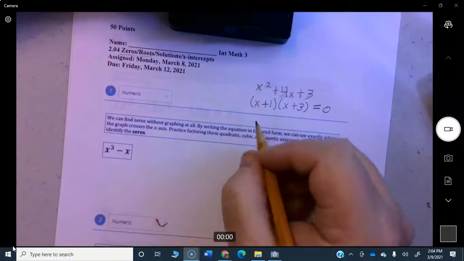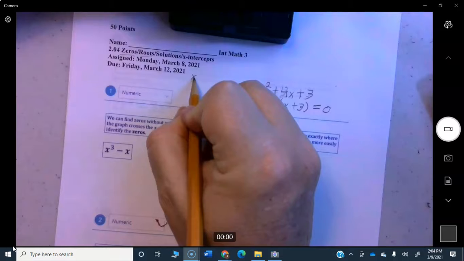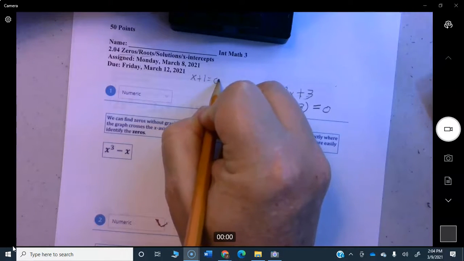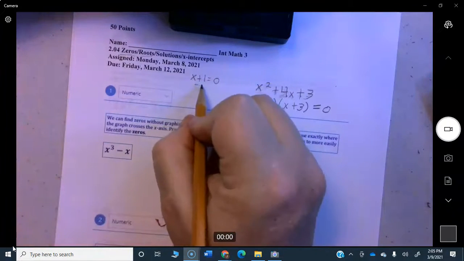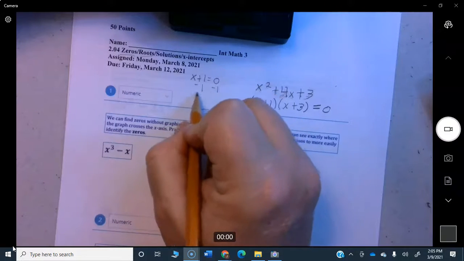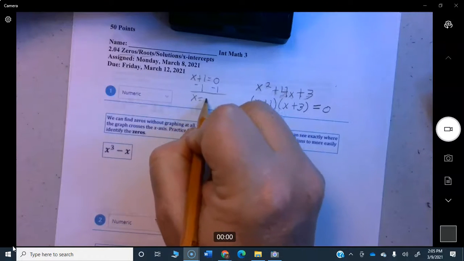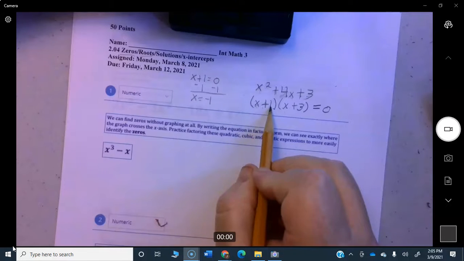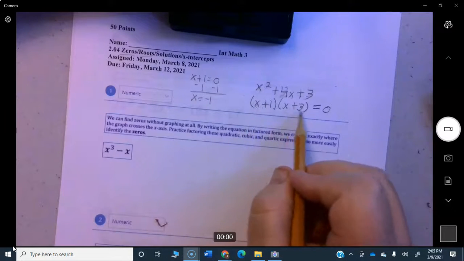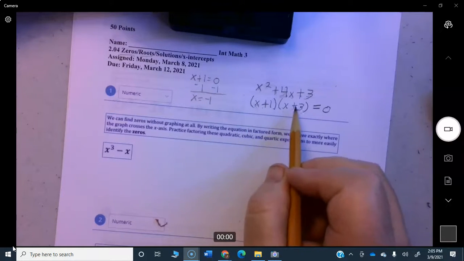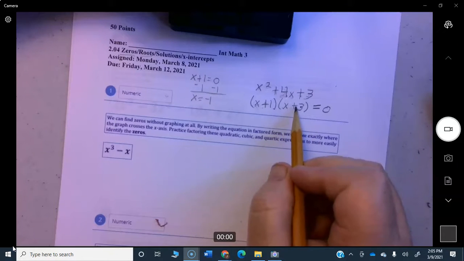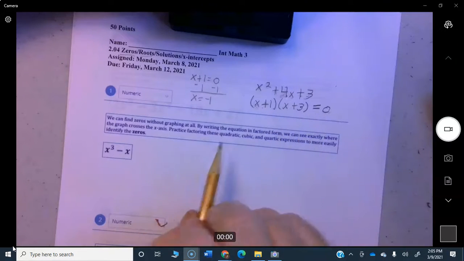And the way you can simply do that is come over here and say x plus 1 equals 0. I subtract 1 from both sides, and I get x equals negative 1. So if x equals negative 1, negative 1 plus 1 would be 0. So if this became 0, it doesn't matter what this is. Well, if it was negative 1, it would be negative 1 plus 3 would be 2. So 0 times 2 is going to be 0.